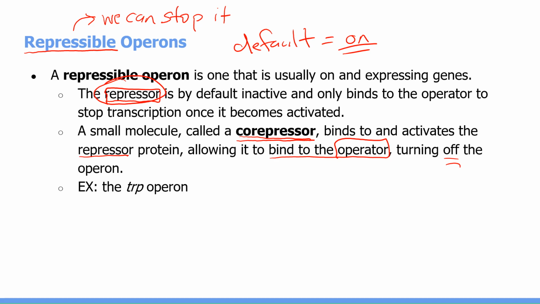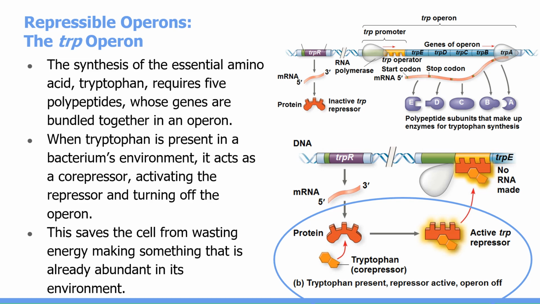The primary example of this repressible operon is the trp operon. The bacteria is always producing tryptophan, which is an essential amino acid. And how does it get created? Well, there are 5 polypeptides that create this tryptophan, and that is regulated by 5 genes bundled together in this operon. So remember, repressible means default is on because we can stop it. We can turn it off.